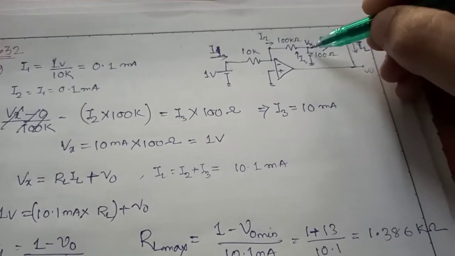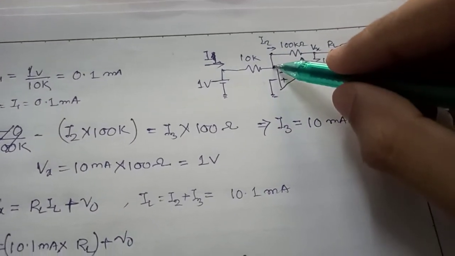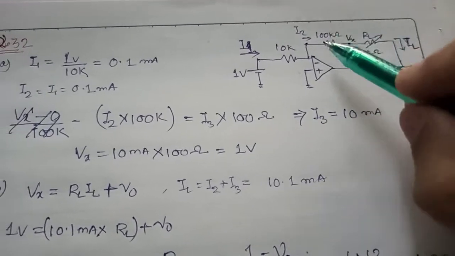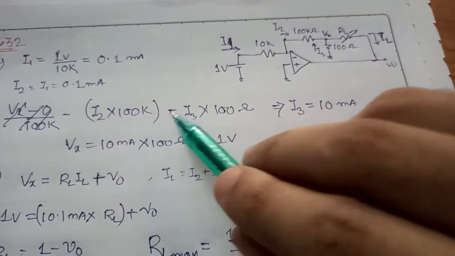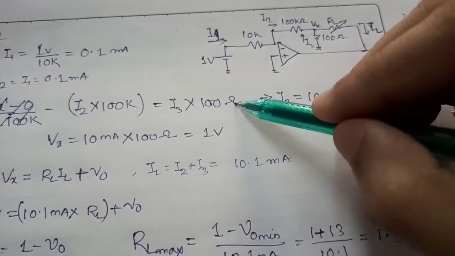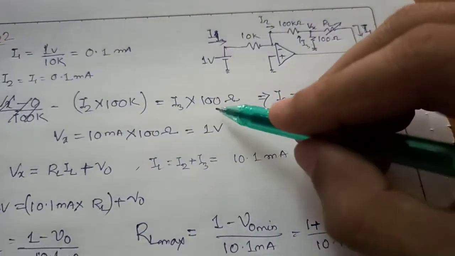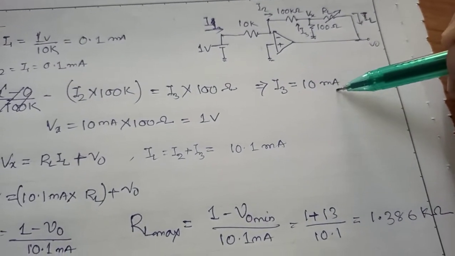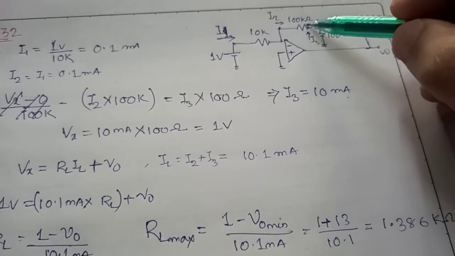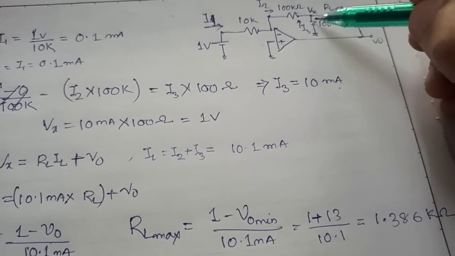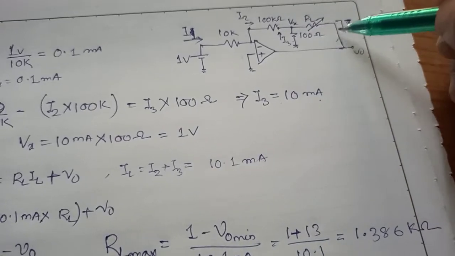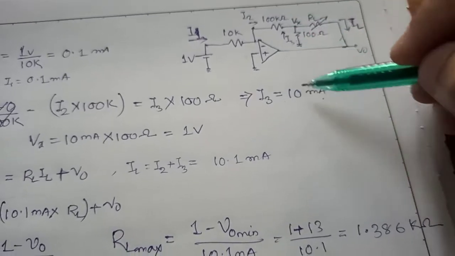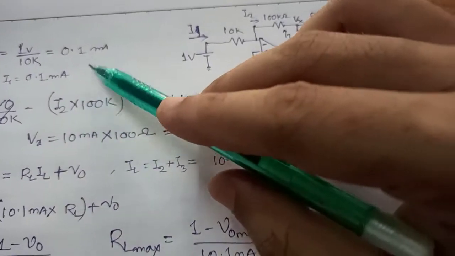Now come to this node at Vx. At this node, this is 0 voltage, this is 0 voltage. It means this voltage is the same as this voltage. It means my I2 into 100 kilo ohm is the same as I3 into 100 ohm. We know the value of I2. So if I put the value of I2 as 0.1 milliampere, I will get my I3 as 10 milliampere. Okay, now 0.1 milliampere is coming from this direction and 10 milliampere is coming from this direction, both are combining and going to result in IL. So my IL is nothing but the sum of these two, which is 10 milliampere plus 0.1 milliampere.